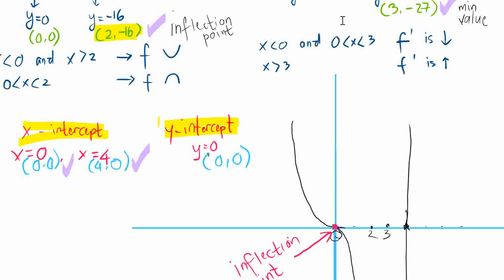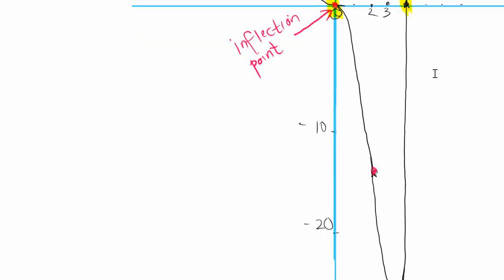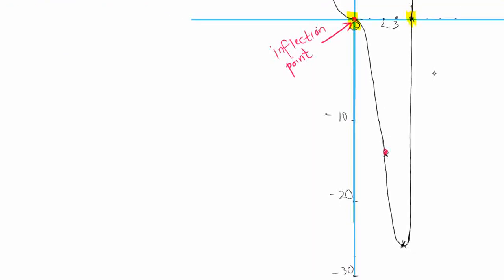So we have 4 coordinates to plot: 0, 0, and 4, 0 here. I shade this with yellow. Now we have 3 comma negative 27 as the minimum value, so I plug in this one, 3 comma negative 27, here.